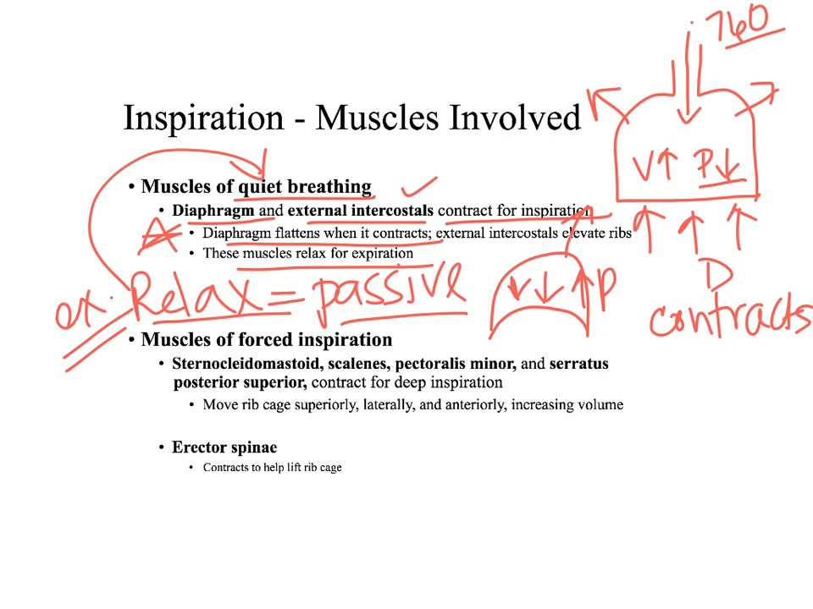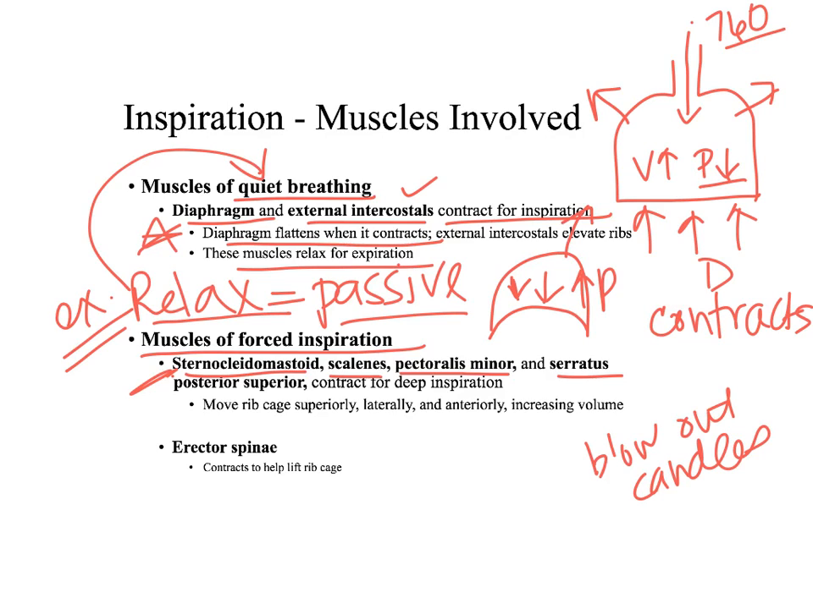Okay, now forced inspiration. If you're going to blow out the birthday candles, you're going to take a deep breath in, so you're going to use extra muscles: the sternocleidomastoid, the scalenes, the pec minor, and the serratus anterior. So we make it bigger. We're going to move the rib cage up superiorly, out laterally, anteriorly. So the whole goal is to increase the volume.